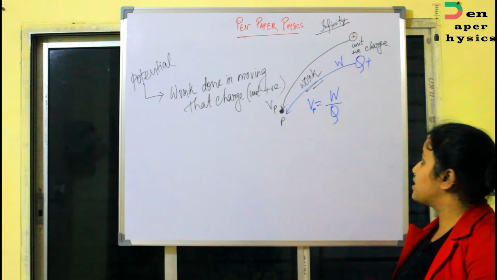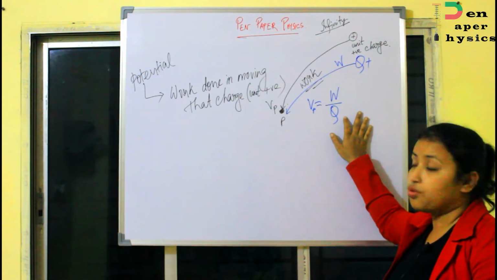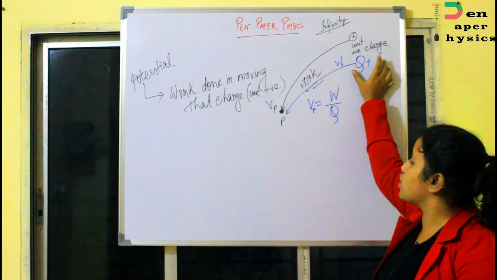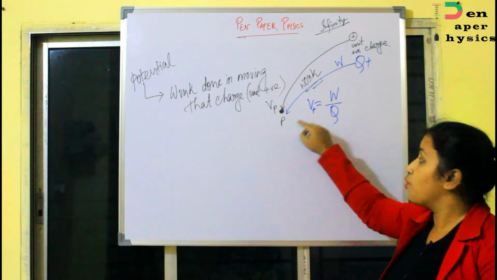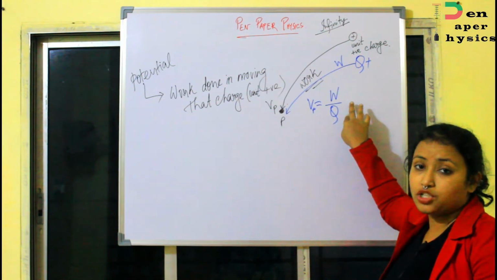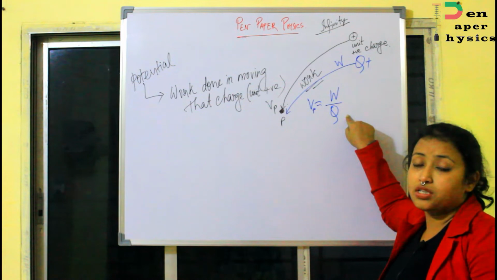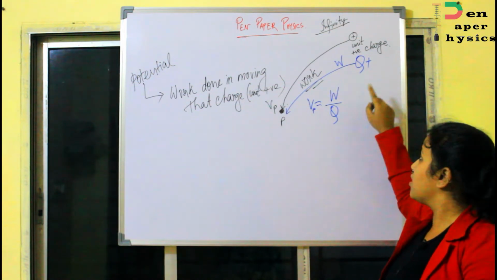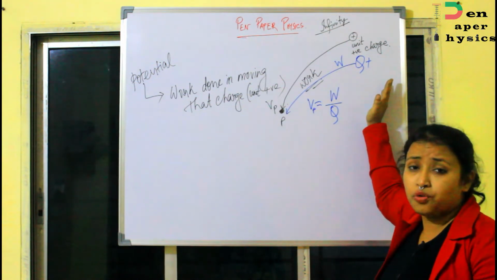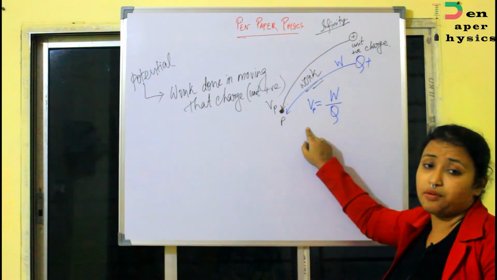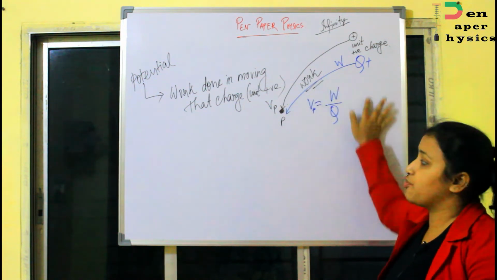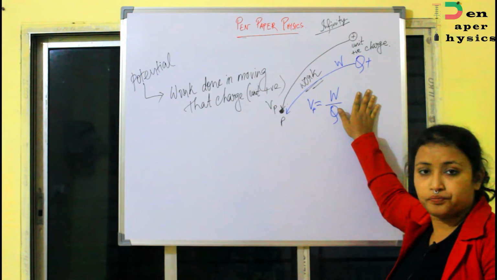Clear? So it is w by q. Work done in moving q charge from infinity to that point. When you divide it by the amount of charge, you will automatically get the work done in moving unit positive charge from infinity to that point. And this is where the concept of potential comes in.